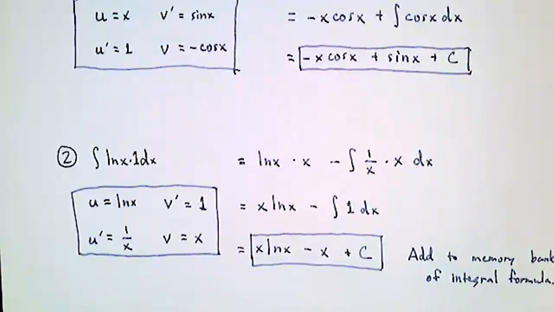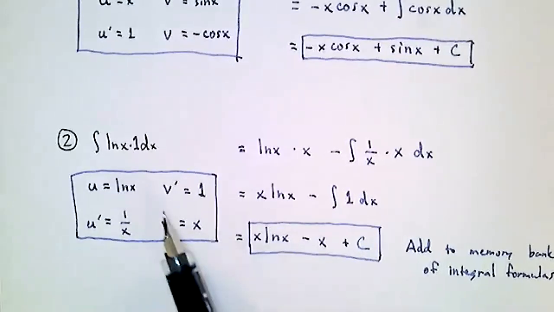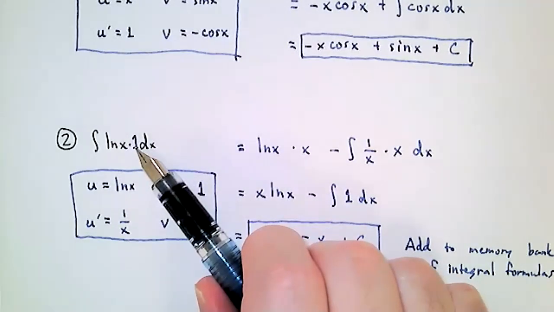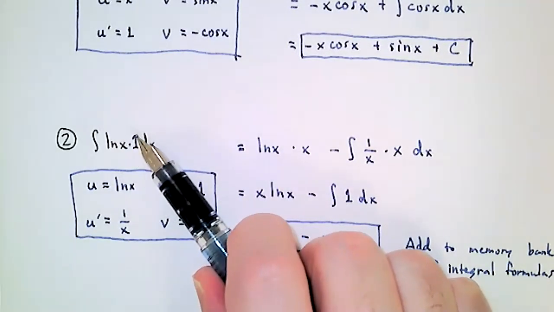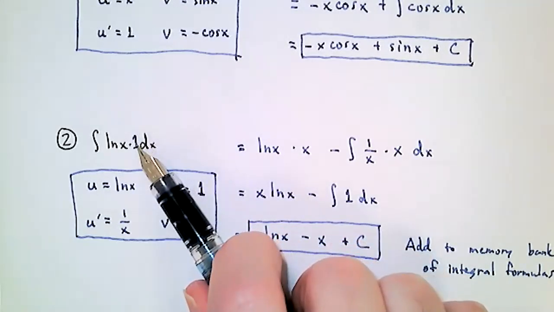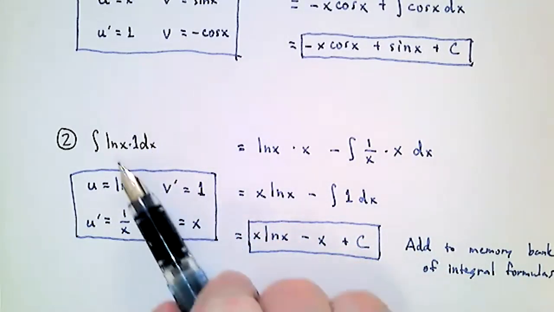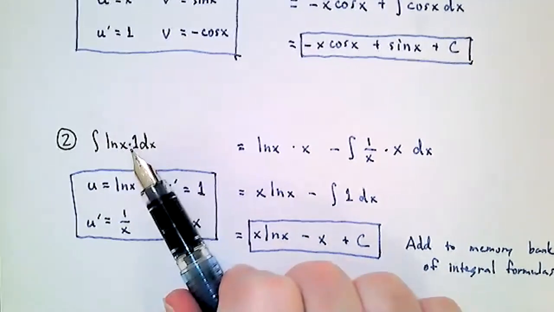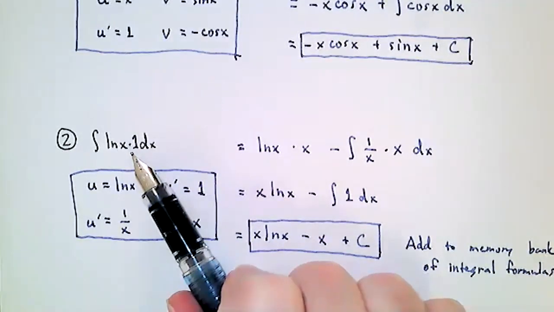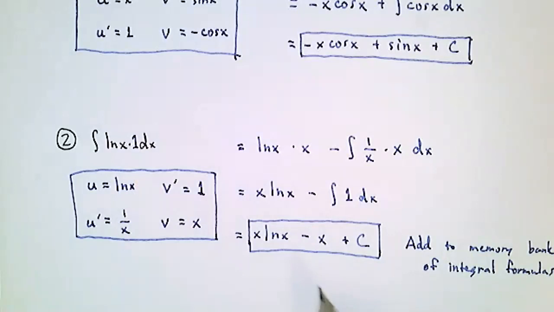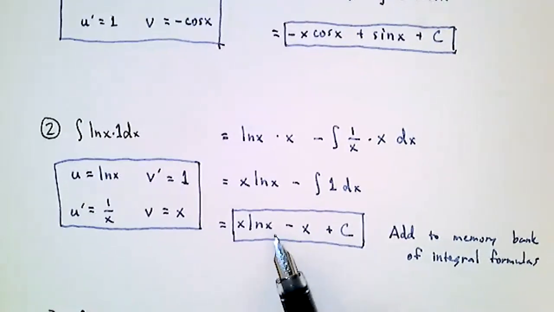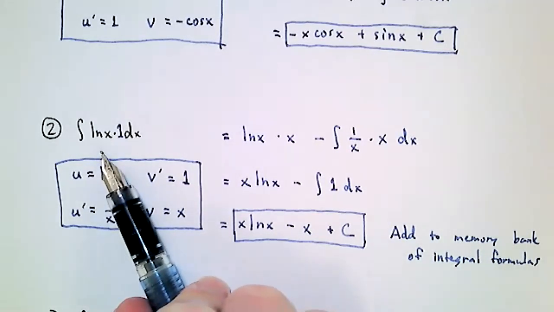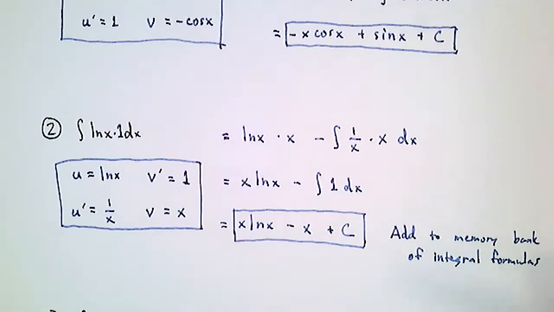And in number 2, we learned a little bit of a trick. Sometimes if you're stuck, if you don't have a rule to go forward, you can create an extra function by multiplying by 1, and then using this 1 as your v prime, and then whatever was there originally as your u. So using this trick, we were able to find an antiderivative for log x. It's this rule here. And I mentioned that you should probably have this one in your memory bank, or at least remember that you can do this to get this rule for log, the natural log.